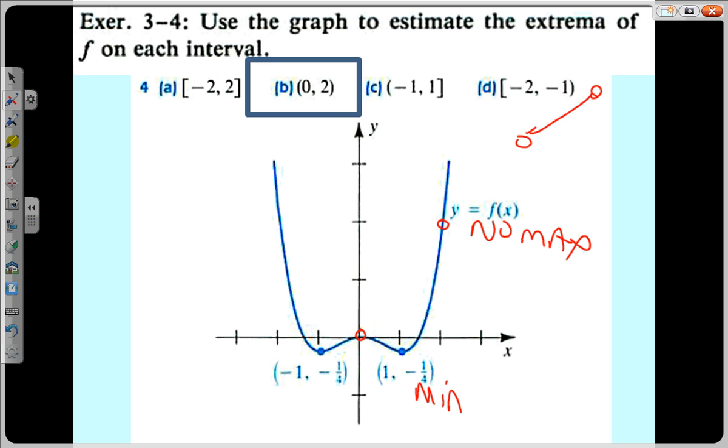So why is there no max? Because you can't definitely say what the Y value is. You can only get close to it, but since it's not a closed dot, you can't include it. Only whole numbers, or closed dots.